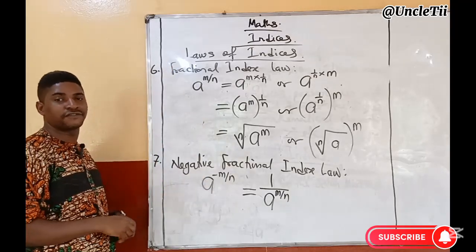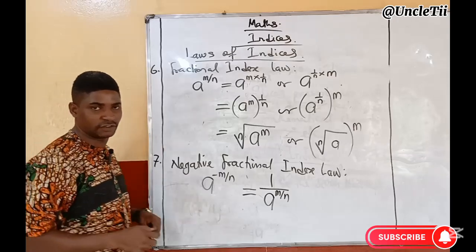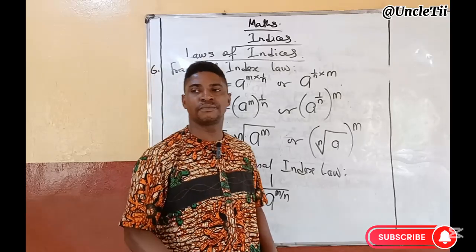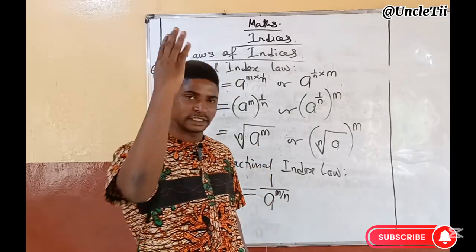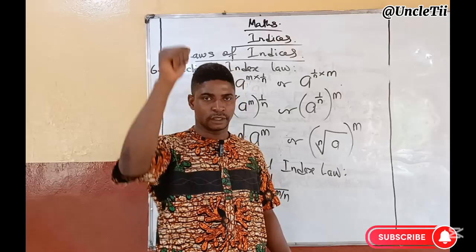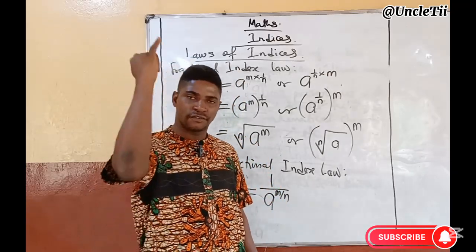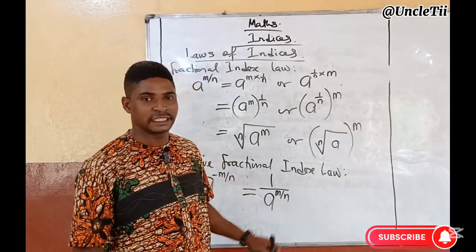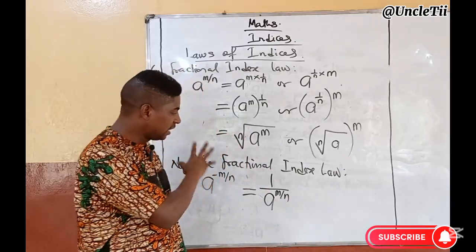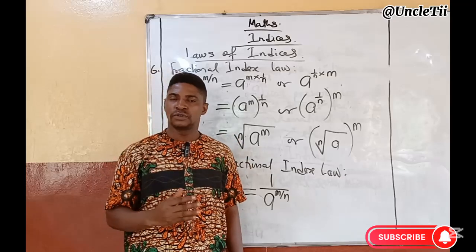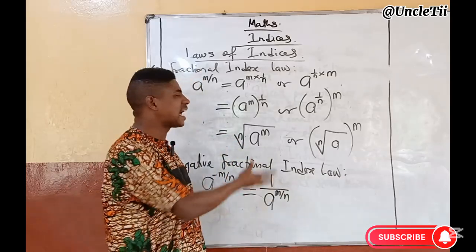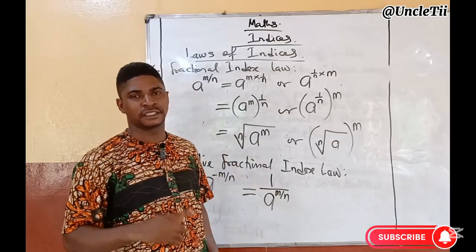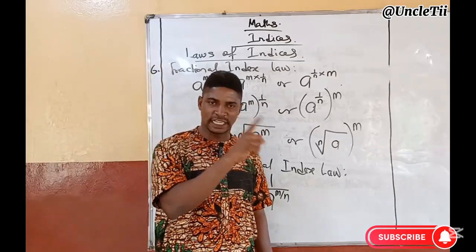These are therefore the 7 laws of indices. Don't forget, we have the product law, the quotient law, the zero index law, the negative index law, multiple index law, fractional index law, and finally negative fractional index law. With these 7 laws already known, what we now follow is their applications to solving real life problems. That will certainly come in the next video.